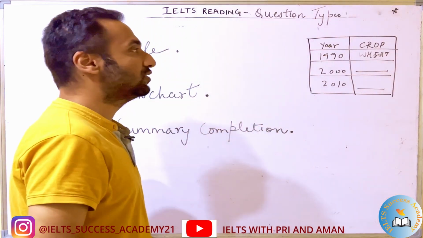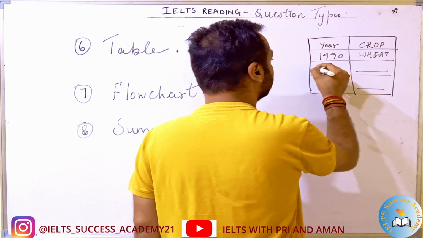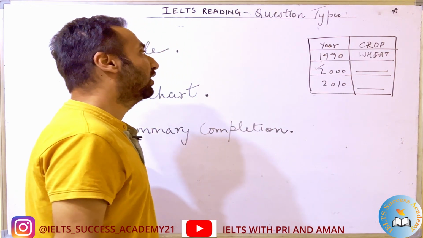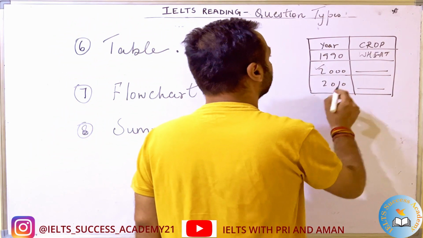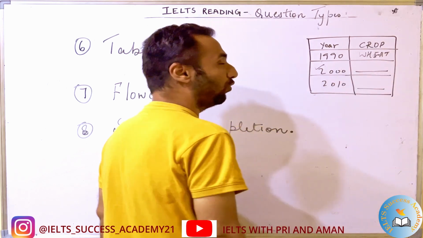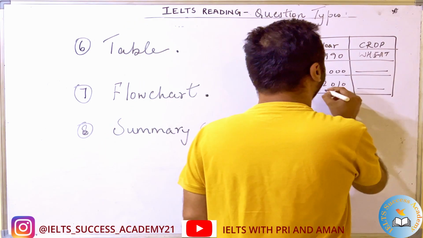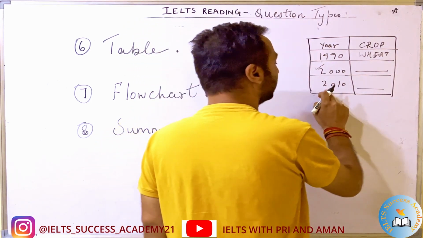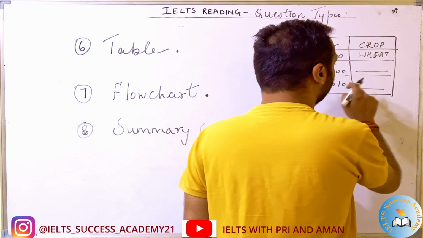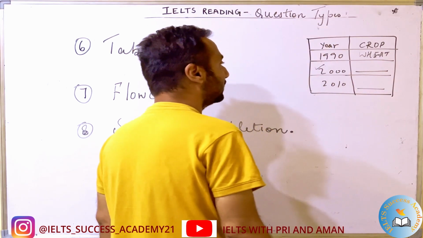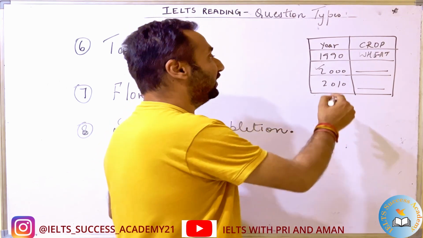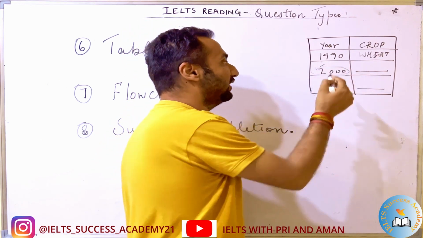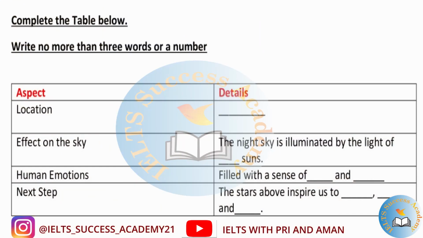Okay. So you have to find where in the passage the year 2000 is given so that you can find what crop was sown. And similar, like in the year 2010, what crop was sown. So kind of like this. So you'll have to find the keyword. Here the keyword is the year. Okay. So let's look at an example for tables.